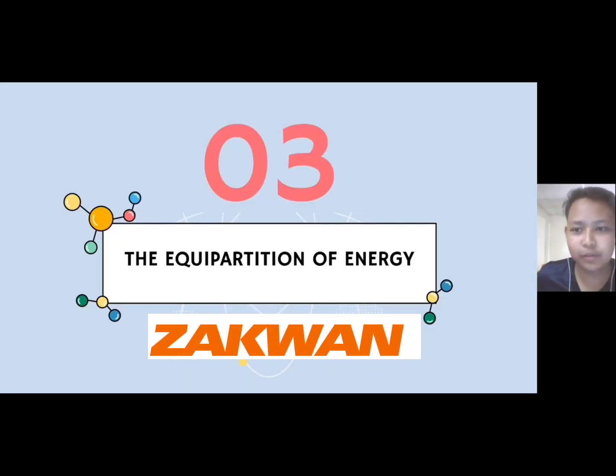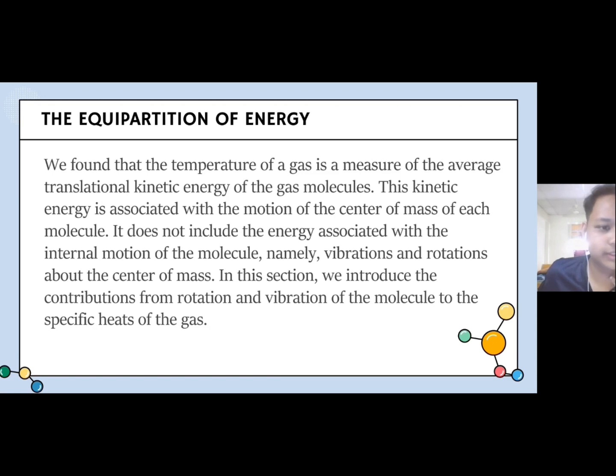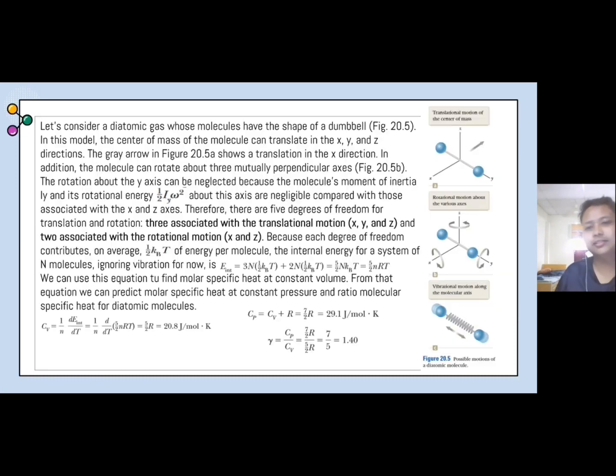Subtopic 20.3, the equipartition of energy. In this subtopic we relate the energy associated with the motion of the molecule. Let's consider a diatomic gas. This molecule has the shape of a dumbbell, like in this diagram, where the center of mass of the molecule can be translated in the X, Y, and Z directions.